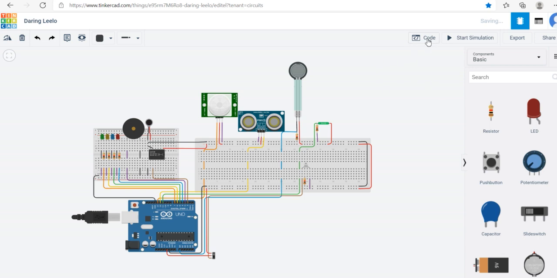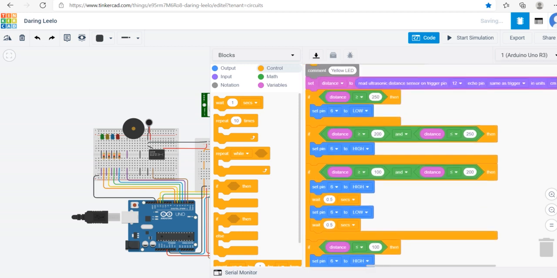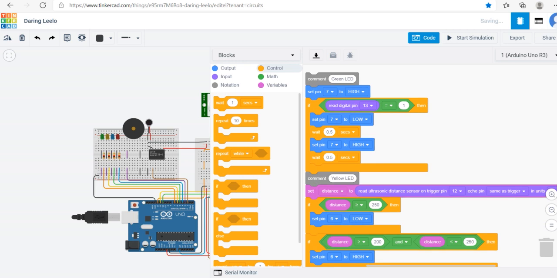This was about the circuit layout. Now I will try to explain the code or logic that I have used here. The first one is about the green LED. It is connected to pin 7 and the PIR sensor is connected to digital pin 13. As we noticed during the simulation, the green LED was lit up. This is because the corresponding pin was set to high. For the blinking part, these if-then blocks of code and that wait block of code were responsible.